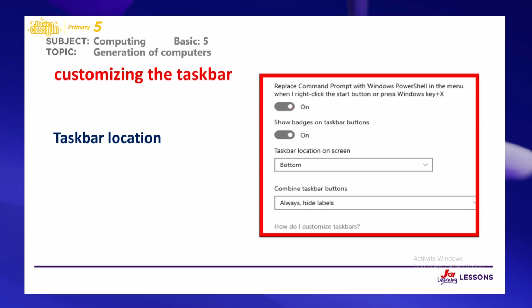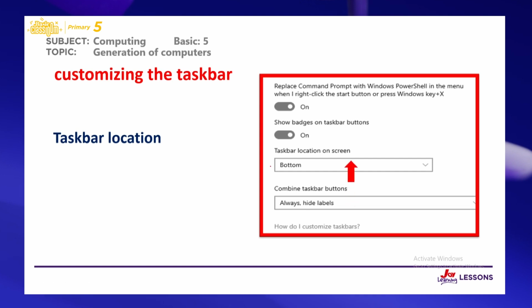Now we are looking at taskbar location on the screen. Normally, our taskbar is always at the bottom of the Windows desktop. We can also change the location of the taskbar to other positions on the Windows desktop. For now, it is still at the bottom. We will look at how to do that. We have combine taskbar buttons. We have always hide labels. So we can enable some of these settings here. When we enable them, it means they will be on and they will be seen on the taskbar. When we disable them, they will be off and they cannot be seen on the taskbar.